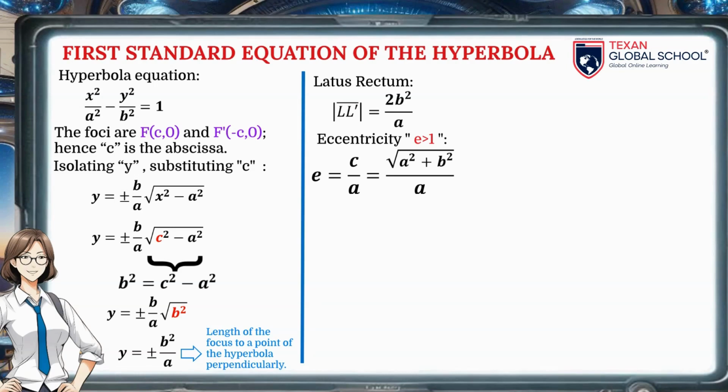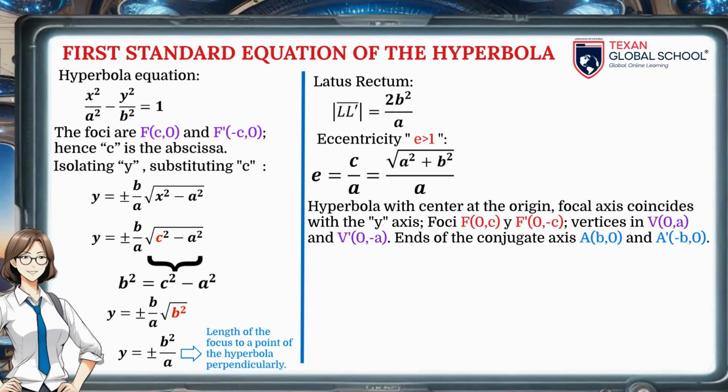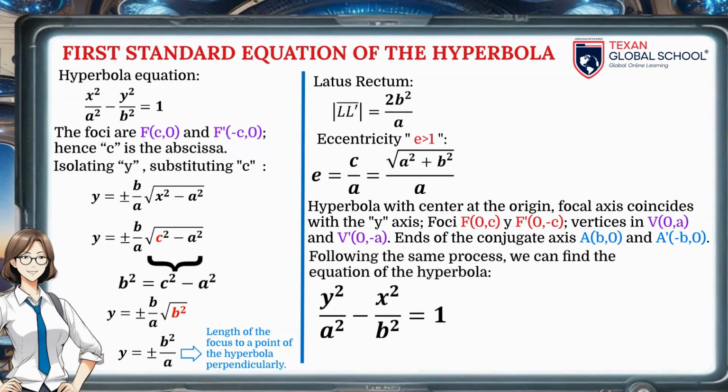Now consider a hyperbola whose center is at the origin, but its focal axis coincides with the y-axis. The foci F and F prime are on the y-axis, whose points can be defined as (0, c) and (0, negative c), c being a positive constant that represents the distance from the center to the focus. The vertices, extremes of the longer side, are at (0, a) and (0, negative a), and the ends of the conjugate axis are (b, 0) and (negative b, 0). With the same process, we find that the equation of the hyperbola is the same, but with the variables a and b inverted and a variation in the sign.